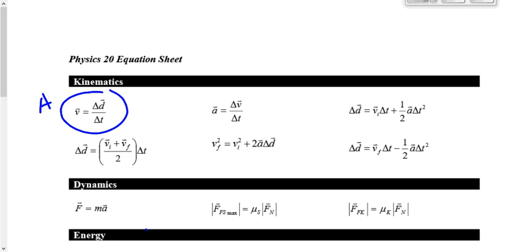We're going to group these equations under kinematics as we go through the unit. This is our group A equation. Every time we have constant or average speed or velocity, we use our group A equation every single time.